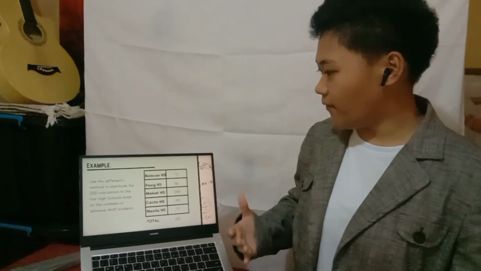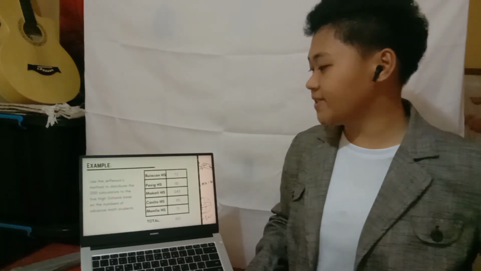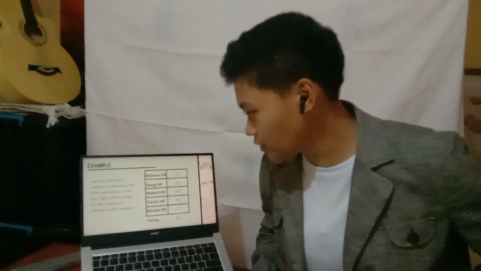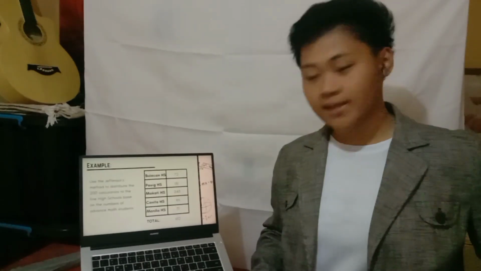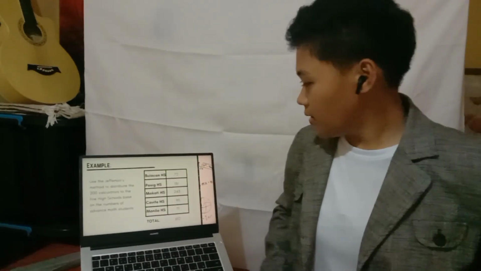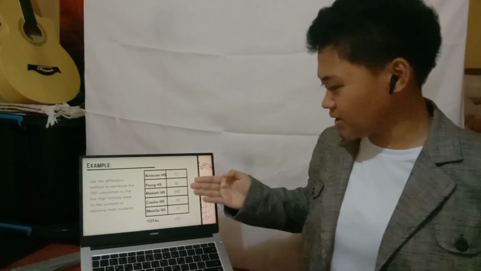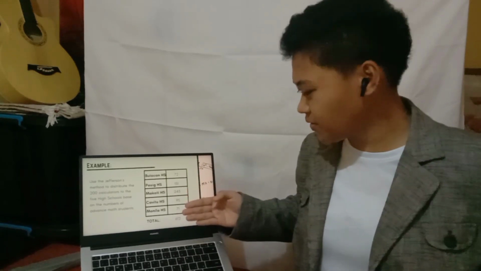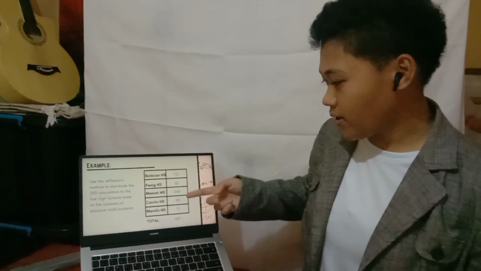So to understand it more, I have another example here. So use the Jefferson's method to distribute the 200 calculators to the 5 high schools based on the numbers of advanced math students. So we have here Bulacan National High School, Pasig High School, Makati High School, Cavite High School, and Manila High School. So these numbers here are the numbers of advanced math students.